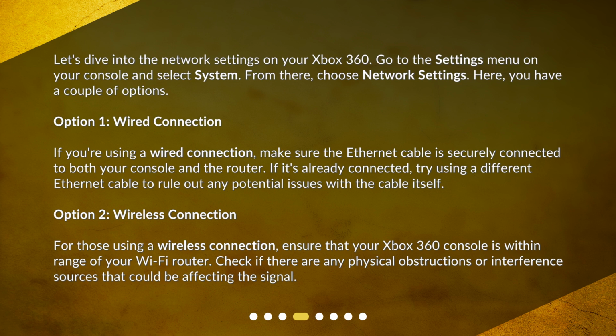If it's already connected, try using a different Ethernet cable to rule out any potential issues with the cable itself. Option 2. Wireless connection. For those using a wireless connection, ensure that your Xbox 360 console is within range of your Wi-Fi router. Check if there are any physical obstructions or interference sources that could be affecting the signal.